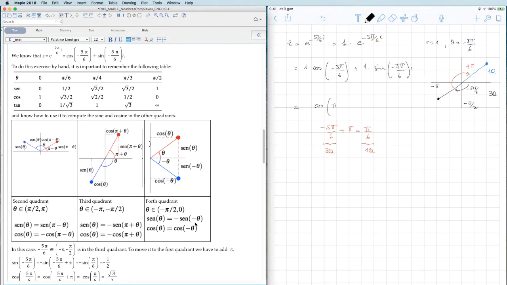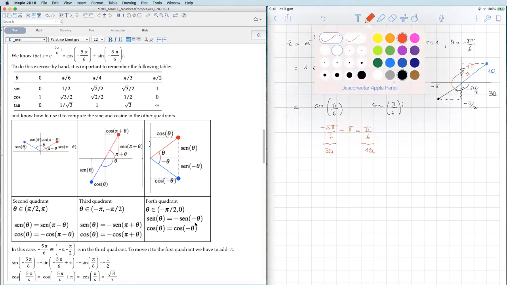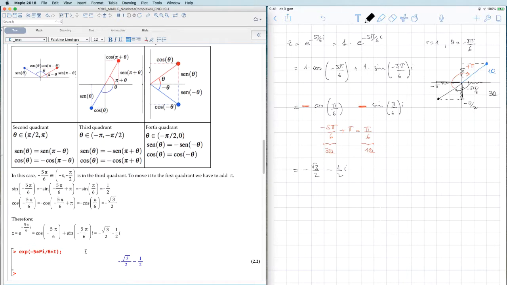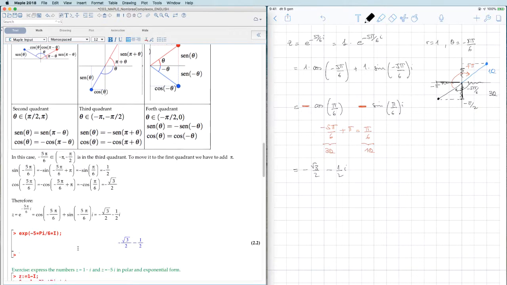So we are going to put cosine of pi over 6, sine of pi over 6, i. But now, the sine of these two angles is opposite in sign, so we need to put a minus here. And the cosine, this and this, also have different signs, so we need a minus here. If we are on the third quadrant, both a and b are negative, so we need two negatives. So now we go to the table: cosine square root of 3 divided by 2, sine 1/2 i. So if we do it with Maple, we get the result that we expected.